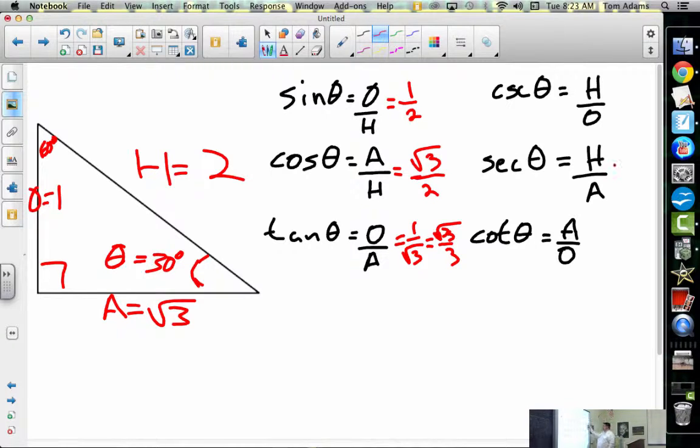So now we reciprocate those. This becomes 2 over 1. This becomes 2 over the square root of 3, which if we rationalize the denominator, we end up with 2 root 3 over 3. And this one just becomes the square root of 3 over 1. Okay? Any questions on that?